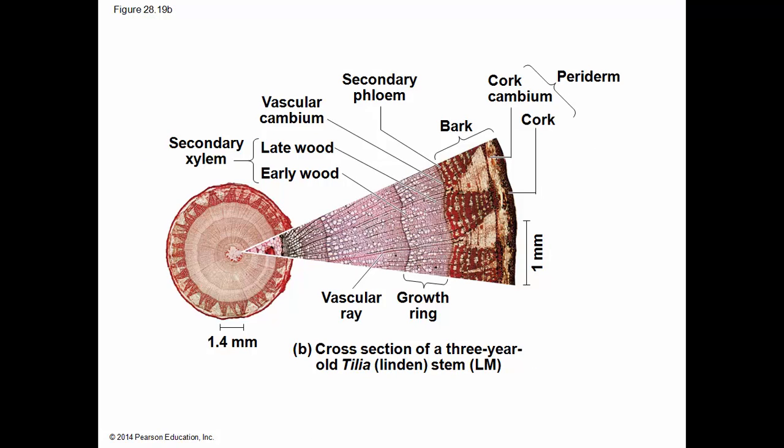So here, the progress of secondary growth can be tracked by examining sections through sequentially older parts of the stem. Here are little parts like the vascular ray. Here's the cork and the bark. This is the whole outer part of the structure, everything outside of the secondary phloem. The secondary phloem is just in here.